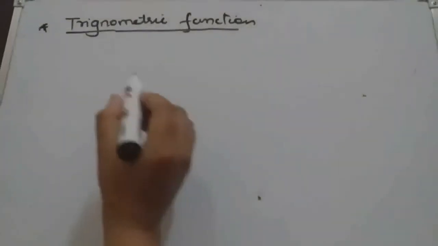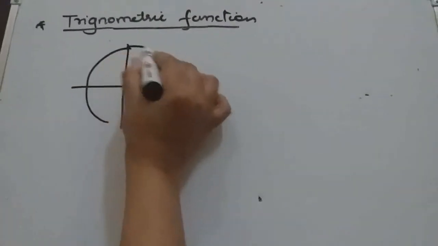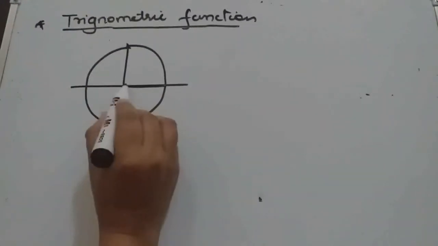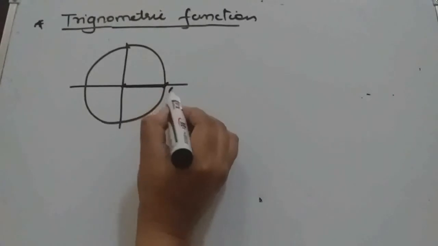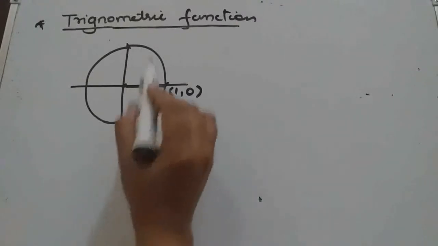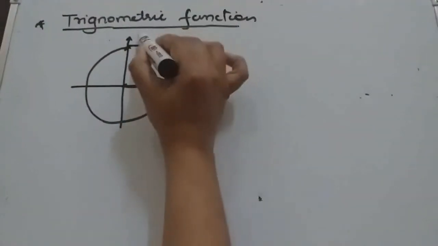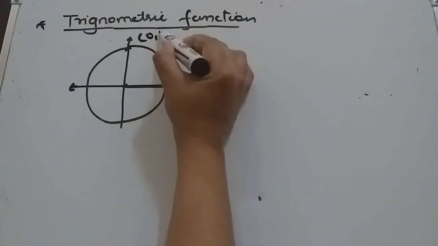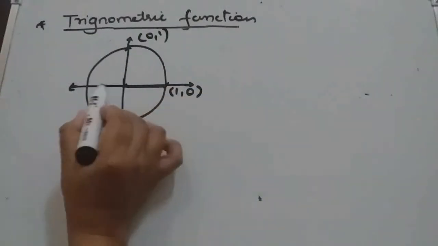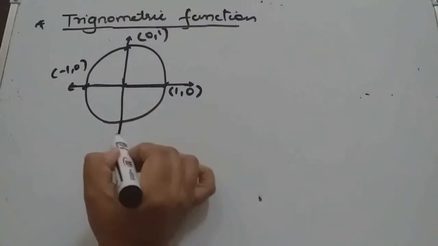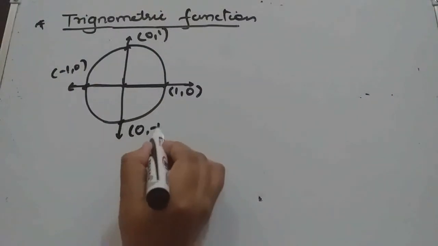Consider a unit circle. Unit circle means circle of radius 1. So this length is 1. This is the origin. If this length is 1, this point will be 1 comma 0, isn't it? X coordinate 1, y coordinate 0. This point will be 0 comma 1, and this point will be minus 1 comma 0, and this point will be 0 comma minus 1.